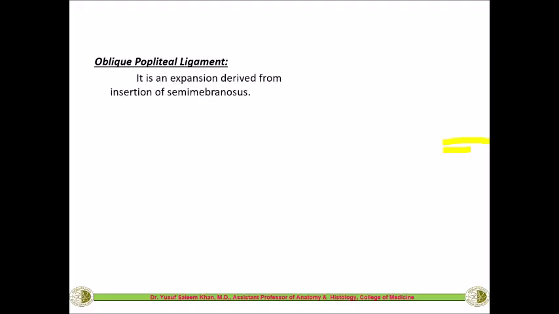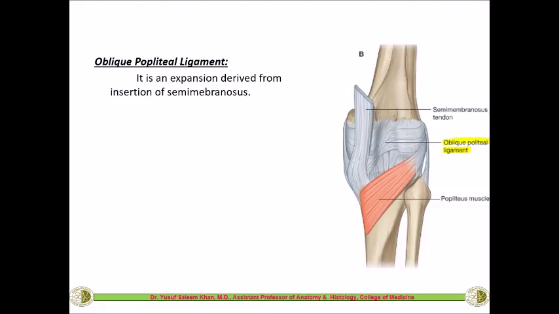Then we have one more ligament called the oblique popliteal ligament. If you remember, the semimembranosus will be getting inserted. Semimembranosus is a muscle of the posterior compartment of the thigh, which is also called the hamstring compartment of the thigh. This muscle will be getting inserted to a groove on the posterior surface of the medial condyle of the tibia. There is a small groove here. This is called the groove for the semimembranosus. So this muscle semimembranosus will be getting inserted to this groove.